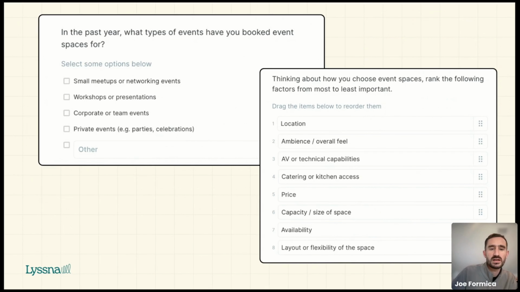But the key here is that if we ask these two questions before, we get a good understanding of this participant in terms of the type of events they host, the things that they care about, and what they're actually prioritizing in their day-to-day life, or let's say role as an event planner.